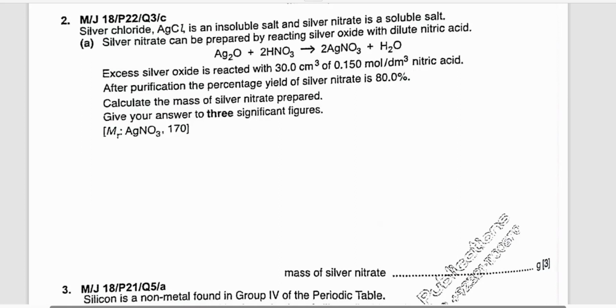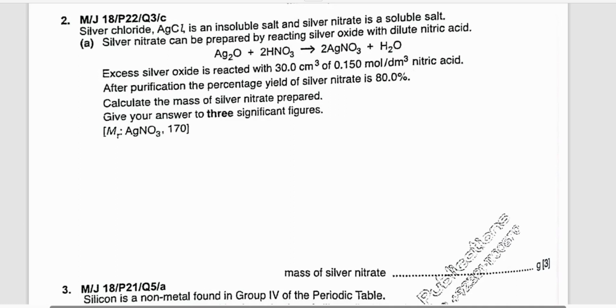Silver chloride is an insoluble salt and silver nitrate is a soluble salt. Silver nitrate is soluble and silver chloride is insoluble. So silver nitrate can be prepared. It is just information, you can say. Silver nitrate can be prepared by reacting silver oxide with dilute nitric acid. When silver oxide is reacted with dilute nitric acid, then silver nitrate is formed.